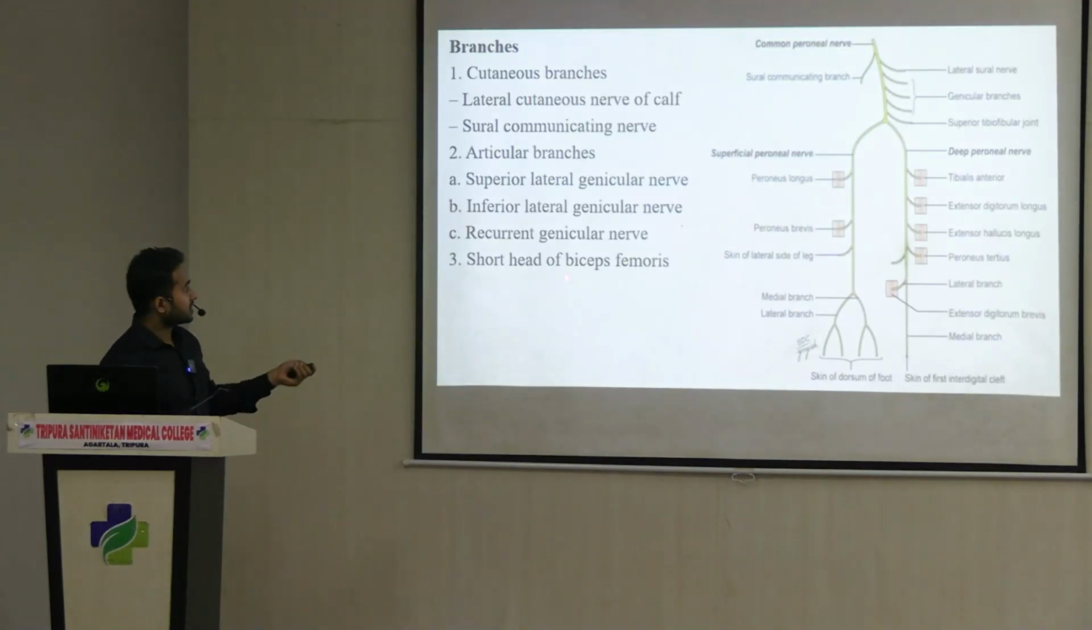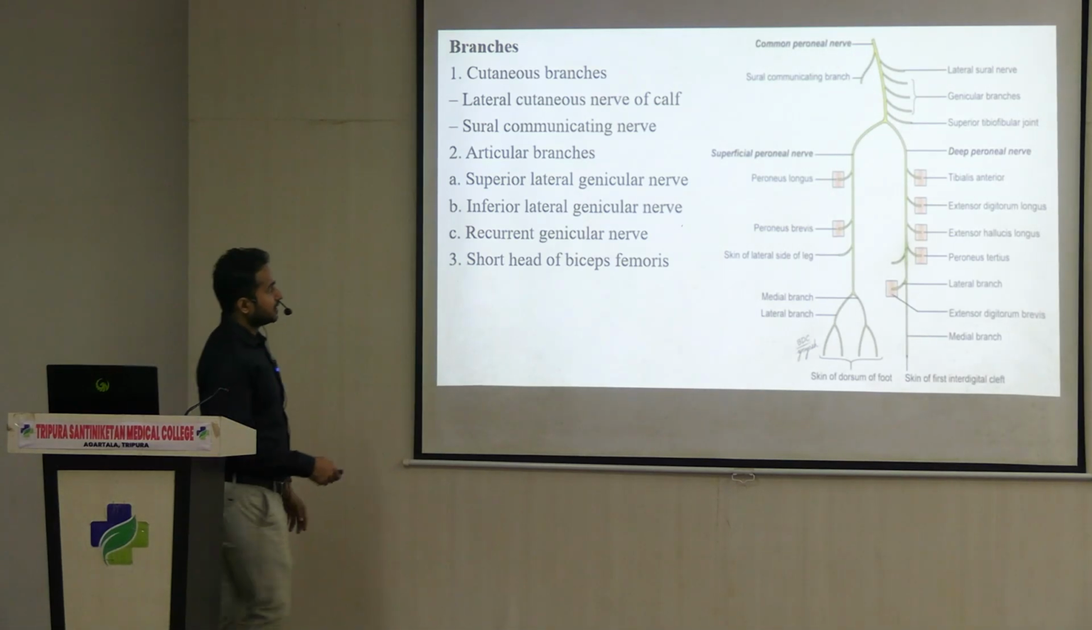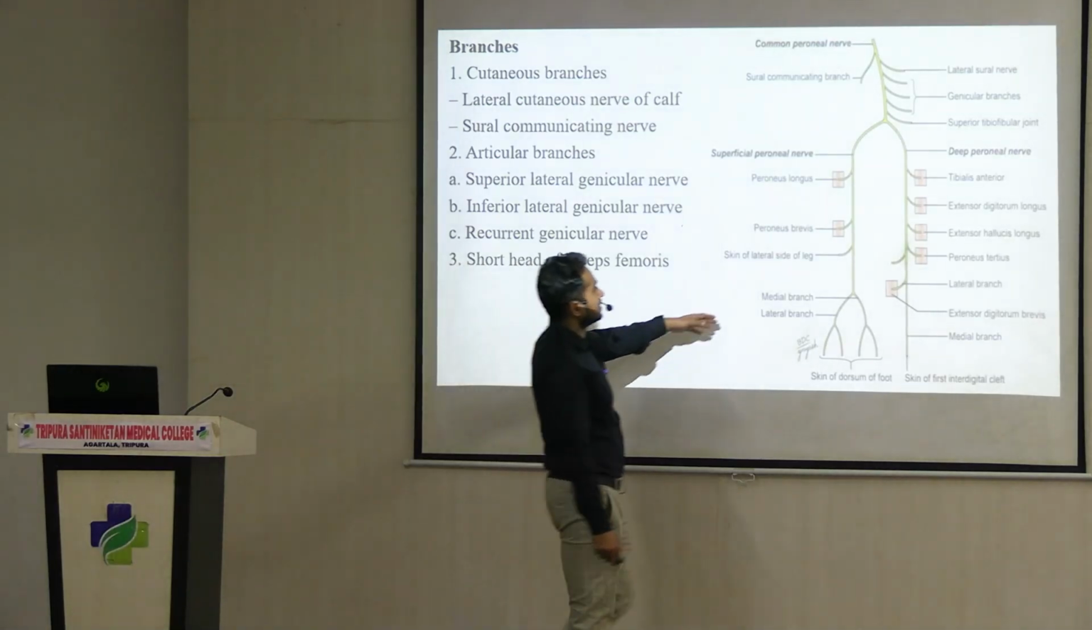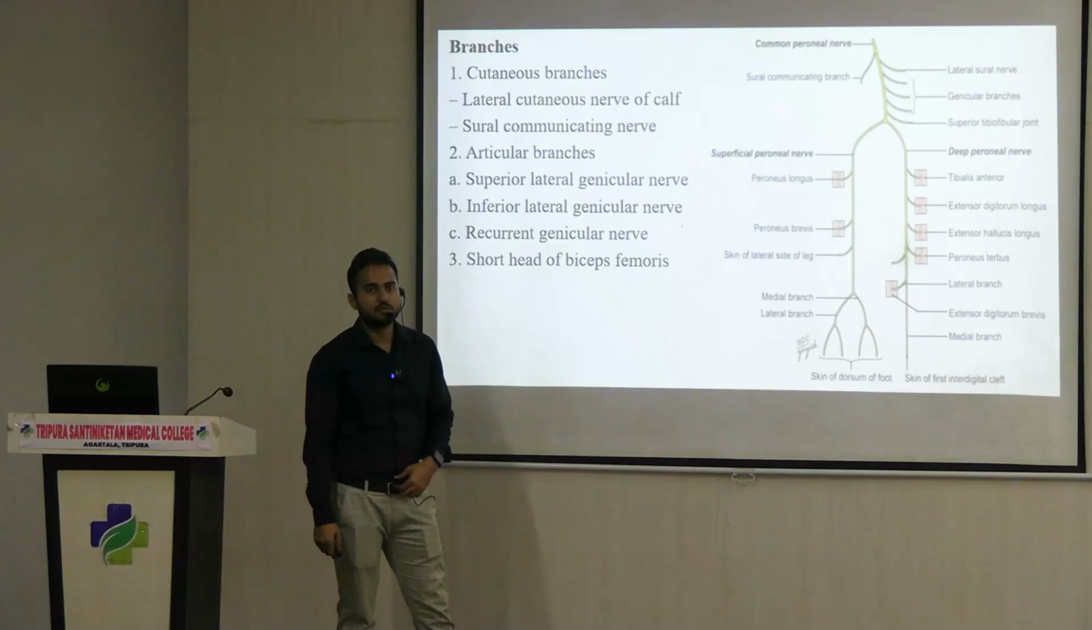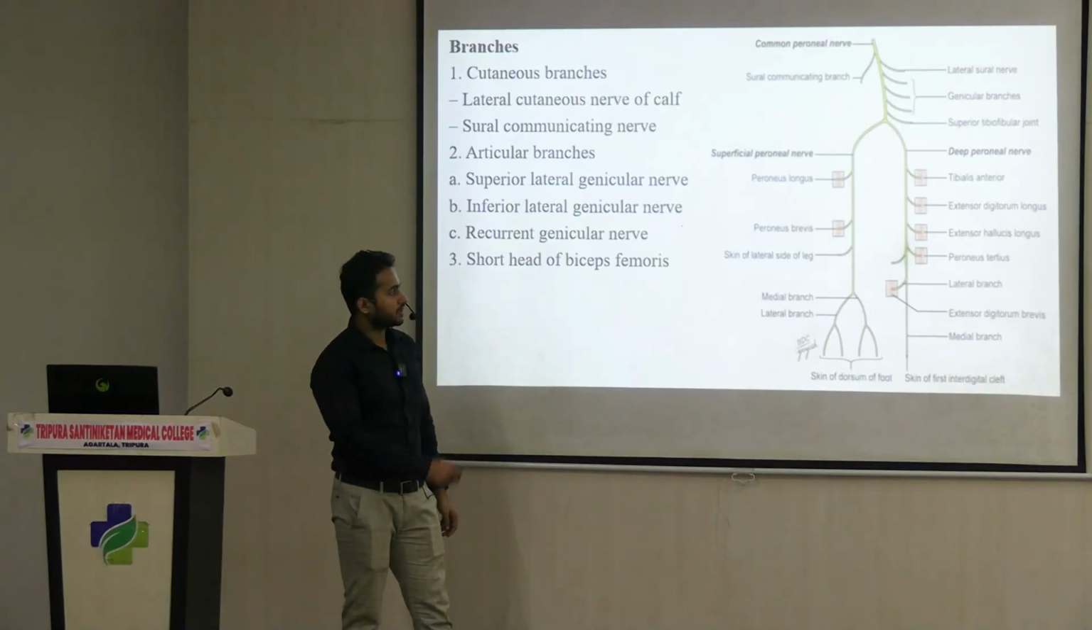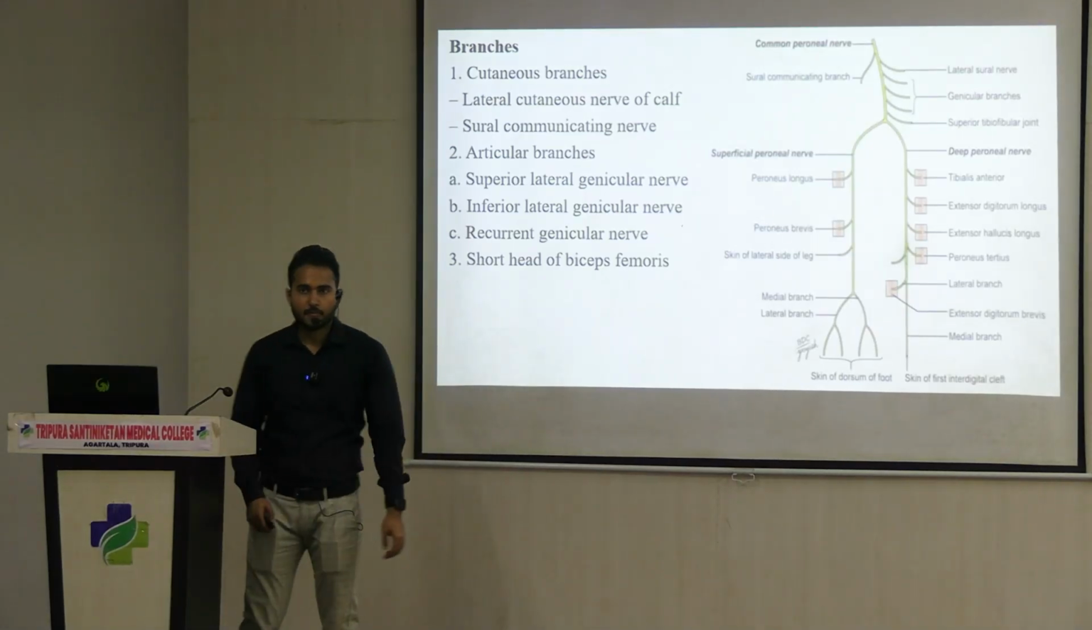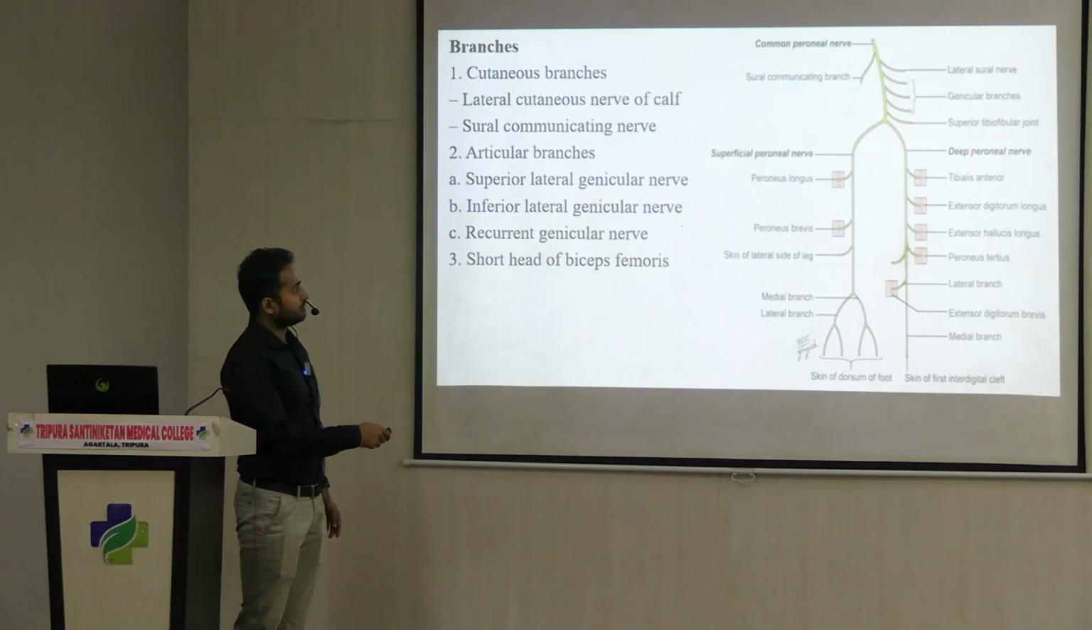Next, as usual, branches. So here also you can see the common peroneal nerve, and its branches: the superficial peroneal nerve and deep peroneal nerve. In the superficial peroneal nerve, you can see the muscles which are supplied. Mainly two muscles are there in the lateral compartment. What are they? Peroneus longus and peroneus brevis. And the anterior compartment, the deep peroneal nerve will supply these particular muscles.